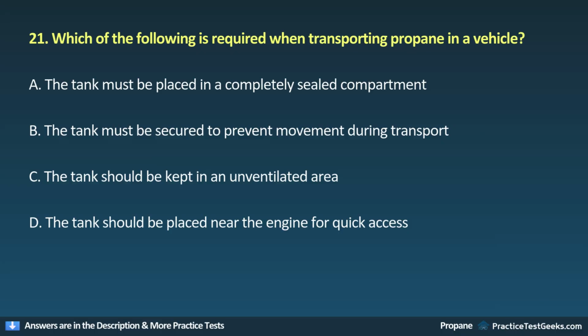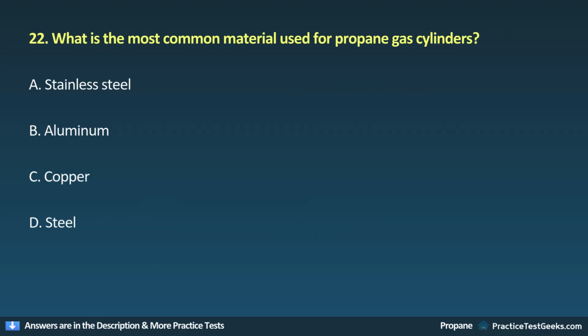A. The tank must be placed in a completely sealed compartment. B. The tank must be secured to prevent movement during transport. C. The tank should be kept in an unventilated area. D. The tank should be placed near the engine for quick access. 22. What is the most common material used for propane gas cylinders?